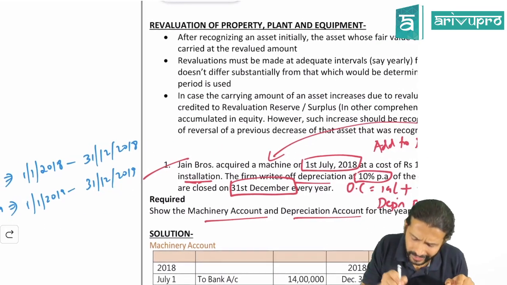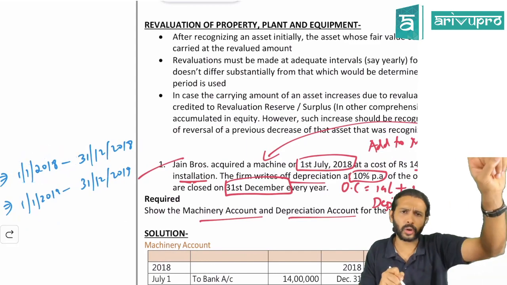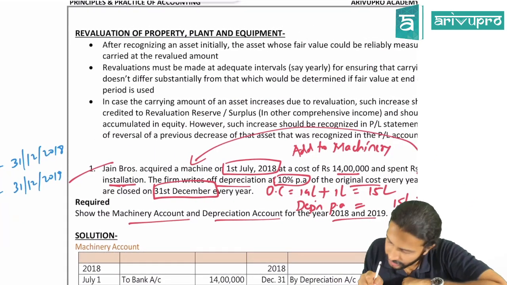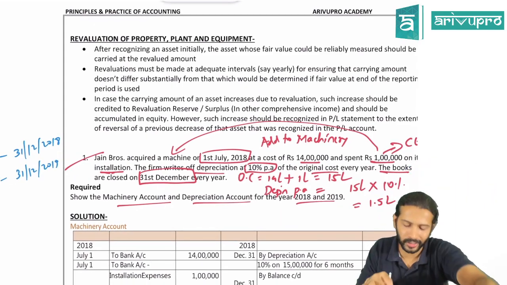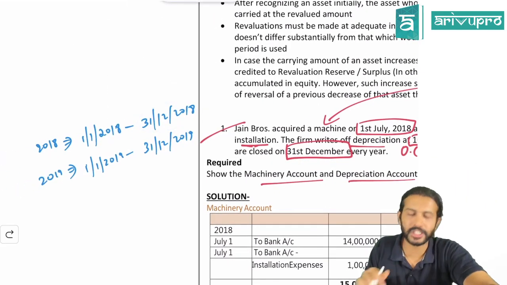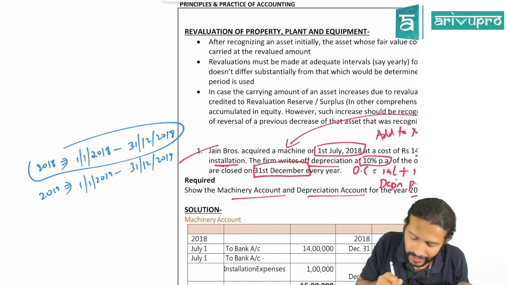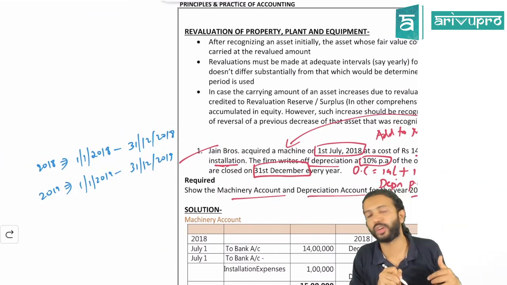But did I buy this asset on 1st January only? No, I bought this asset only from 1st July. Correct. So 1st July I bought it and my year is ending on 31st December. That means in 2018, how many months did I use that asset?